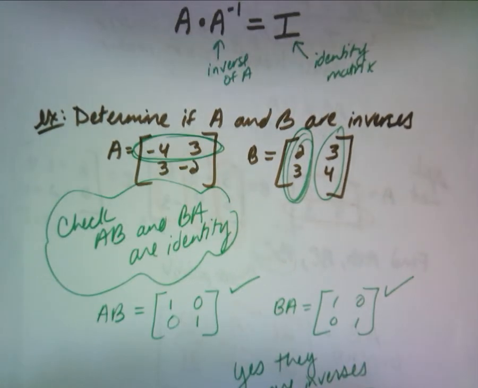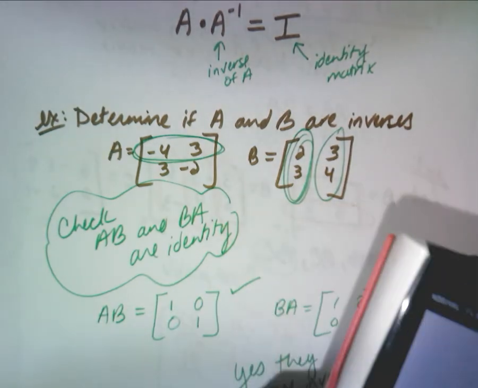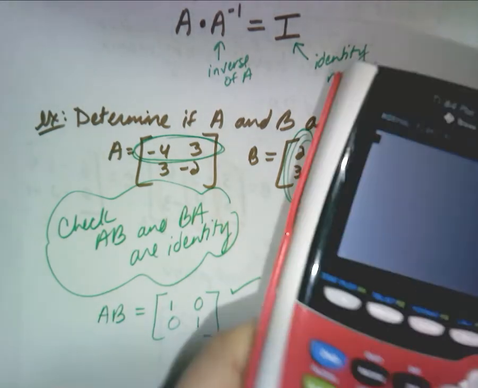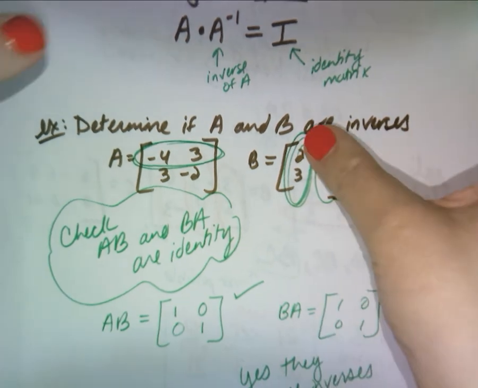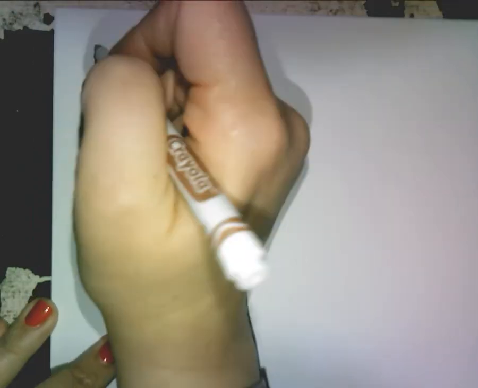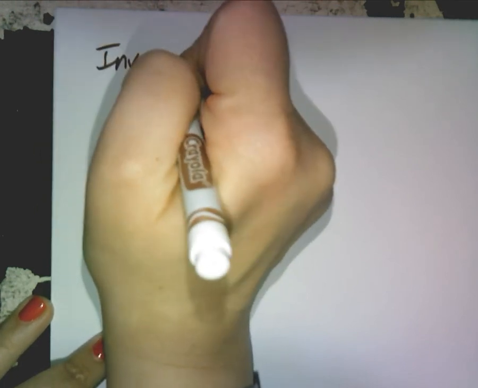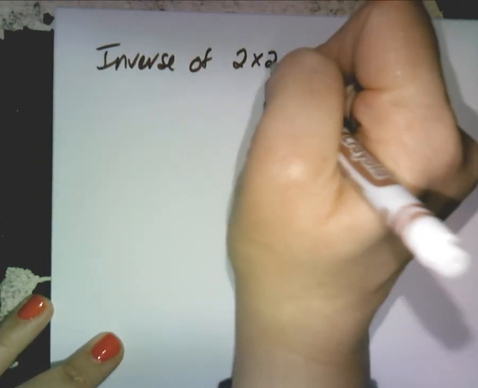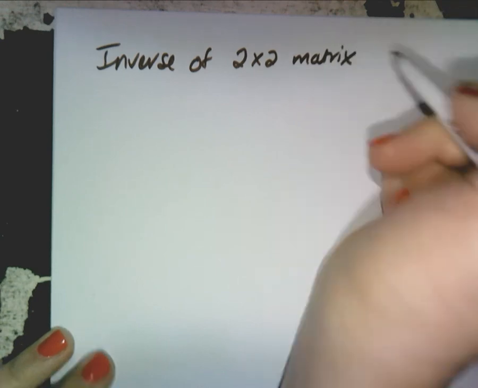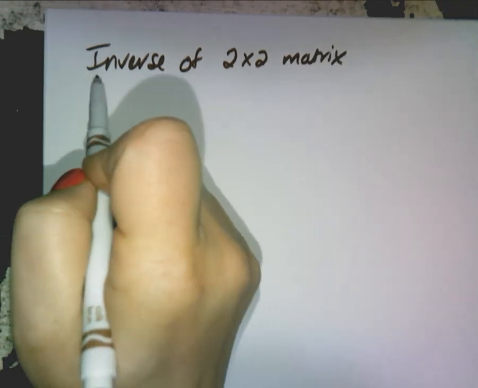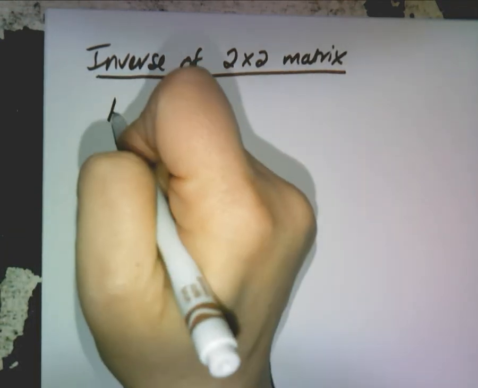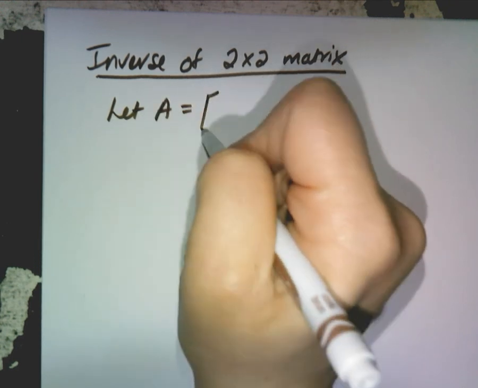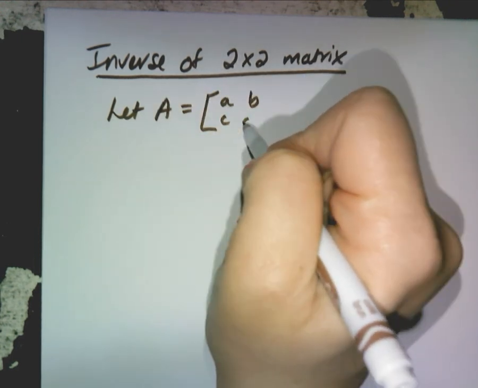And by the way, to find an inverse on the calculator, so if I wanted to find the inverse, well, no, actually, I want you to do it by hand first, and then I'll do it on the calculator. My bad. Let's do the inverse of a 2 by 2 matrix. I am not going to do it 3 by 3. I'm actually going to prevent you from doing a 3 by 3 by hand. You should be thankful. Let A equal the matrix A, B, C, and D.